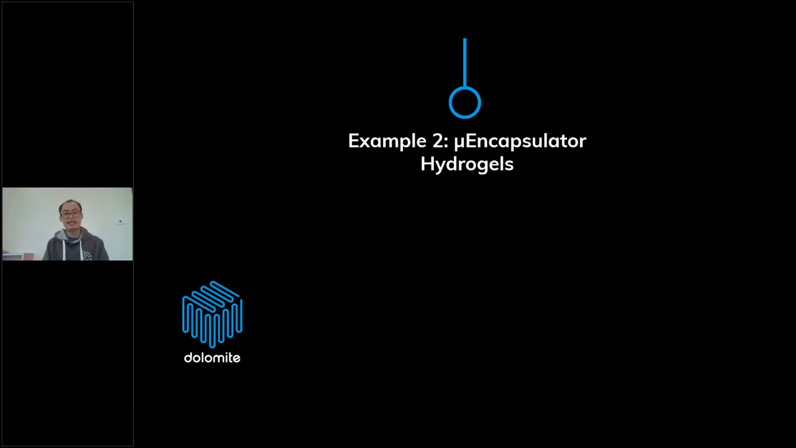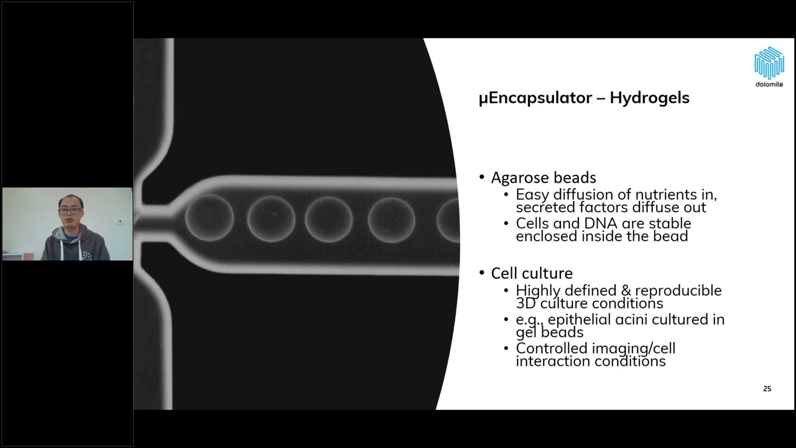So we move to another example, the micro encapsulator for hydrogels. As we introduced in the introduction part, the micro encapsulator is a system for encapsulation of hydrogel. In this case, we use agarose beads, with easy diffusion of nutrients in and secreted factors out, while the cell and DNA are stably enclosed inside the bead. The encapsulation of cells in agarose beads can also be used for cell culture processes, like highly defined reversible 3D culture conditions, for example epithelial cultures in the gel beads and controlled cell interaction conditions.